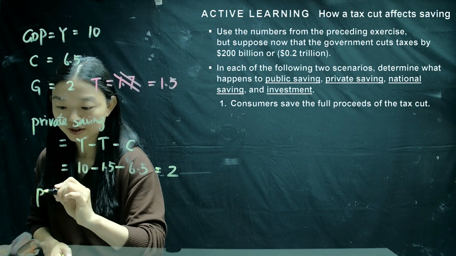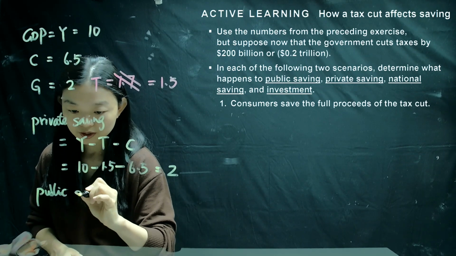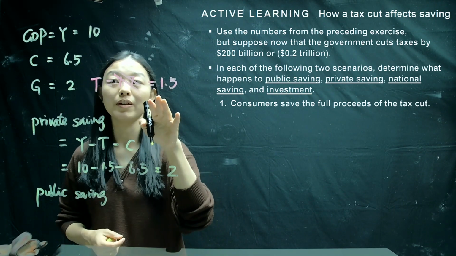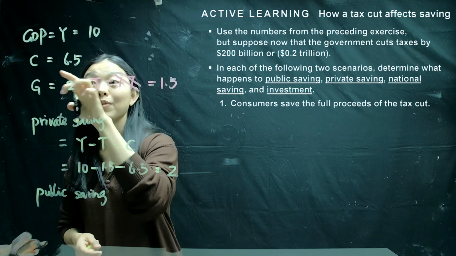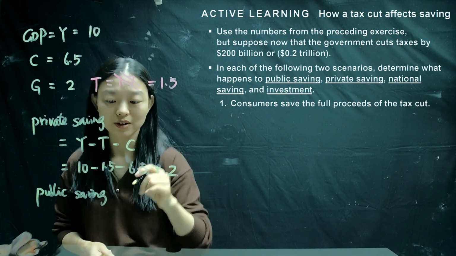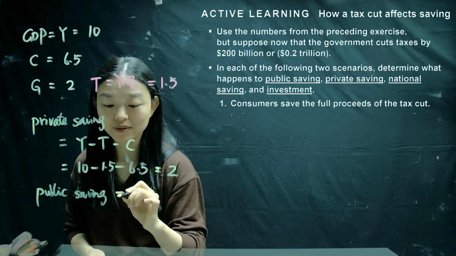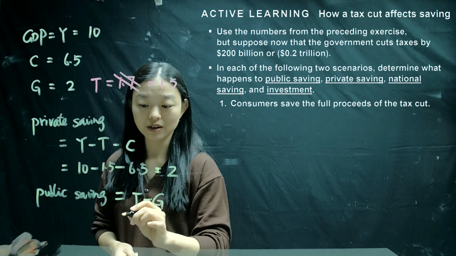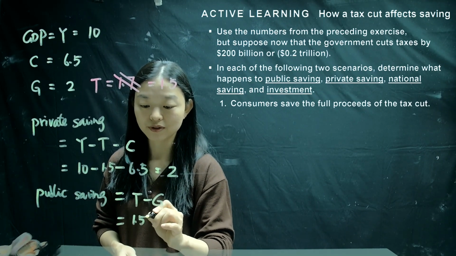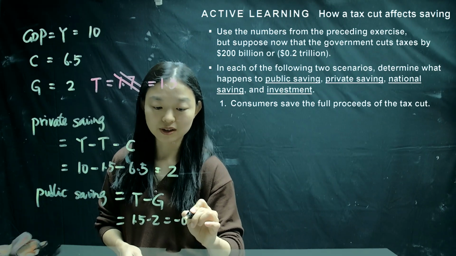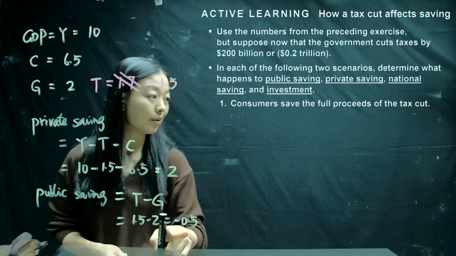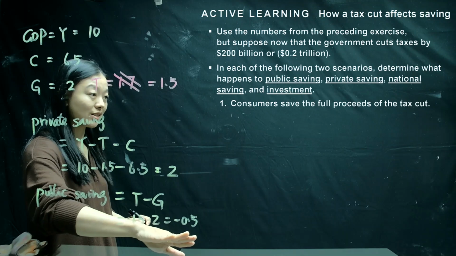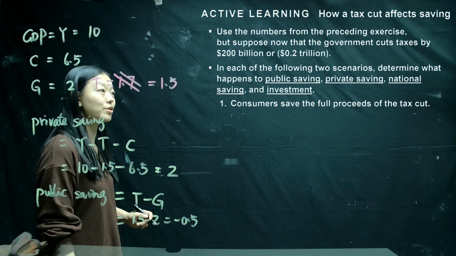Now how about public saving? Public saving will be more negative, right? Because the government didn't cut the government spending. However, it cut the tax. Therefore, the public saving will equal the new tax subtract government spending. So we use 1.5 subtract 2. Now the budget deficit increased, right? Before it was just 0.3 trillion, but now we have the budget deficit as $0.5 trillion.